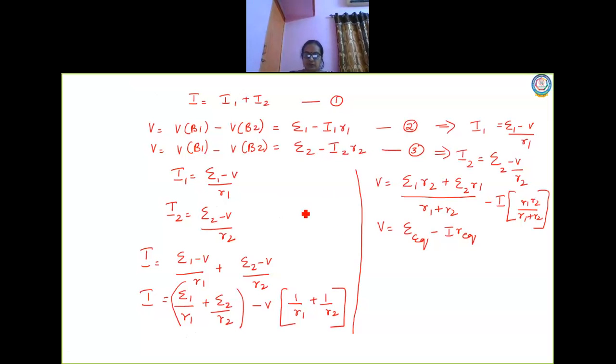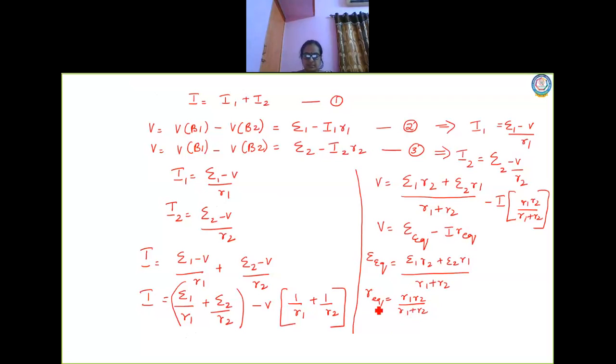Okay, now I'm going to compare the equation. So what is the equation for the EMF equivalent? I will write here, children. So EMF equivalent equal to psi 1. I am writing this, comparing this with this equation. So this is EMF equivalent, this is R equivalent. I'm going to write this here. EMF equivalent equal to psi 1 R2 plus psi 2 R1 by R1 plus R2. Similarly, what is R equivalent? R equivalent will be R1 R2 by R1 plus R2.